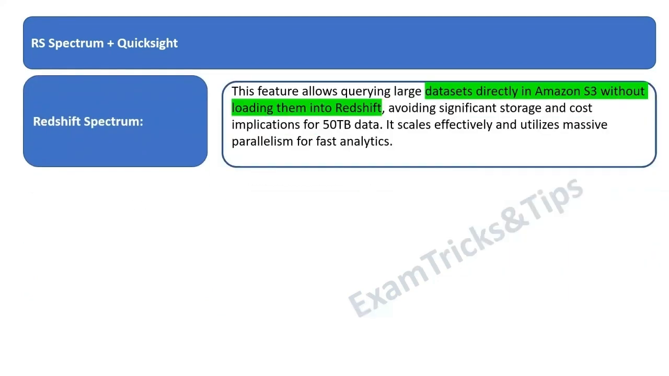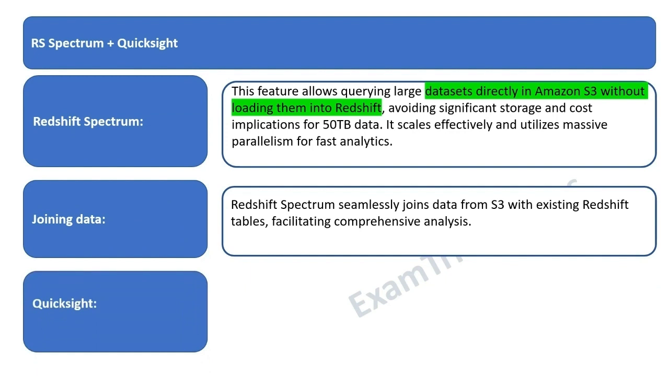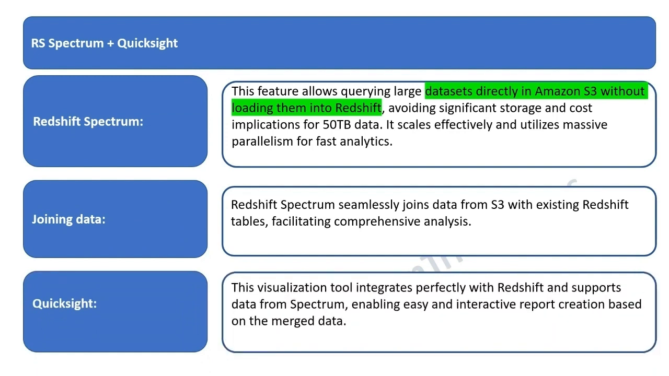Joining data, again, it's an extension of the same problem, which is Redshift Spectrum seamlessly joins data from S3 with existing Redshift tables, and you don't need to load data anywhere. And QuickSight, as we know, is the best visualization tool available. It integrates perfectly with Redshift. This is the overall analysis of the chosen option.